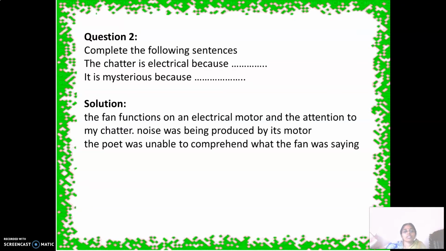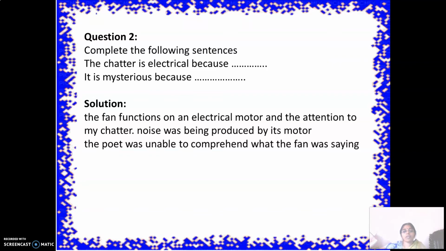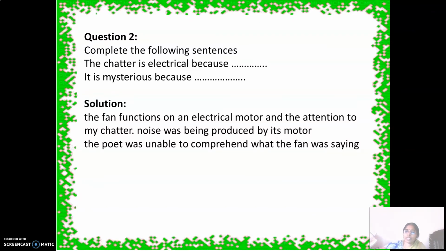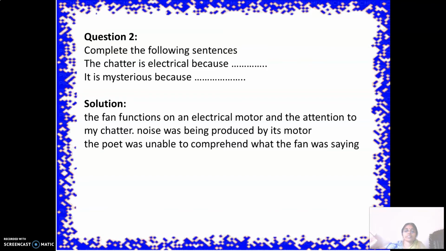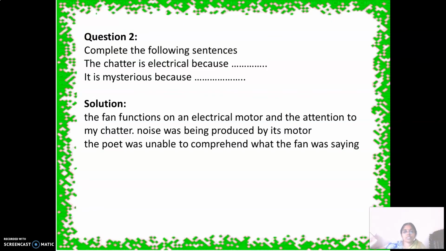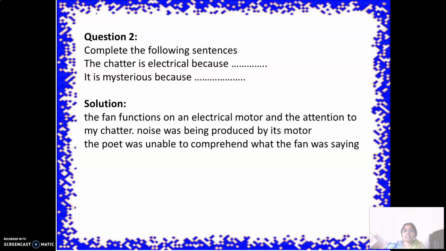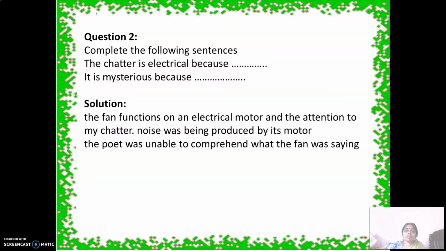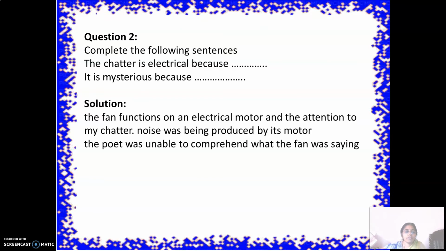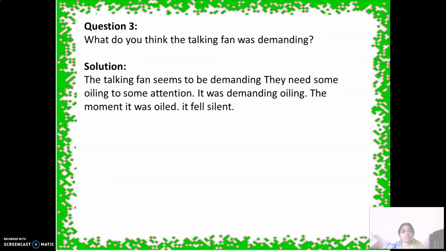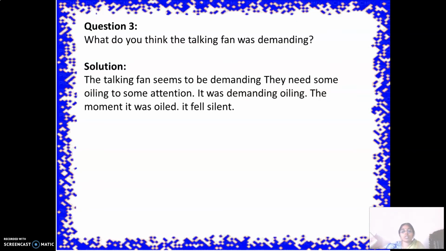Okay. Next is, it is mysterious because the poet was unable to comprehend what the fan was saying. Okay, that was the second answer. It is mysterious because the poet was unable to comprehend what the fan was saying. Right? So, question number 3 is, what do you think the talking fan was demanding?